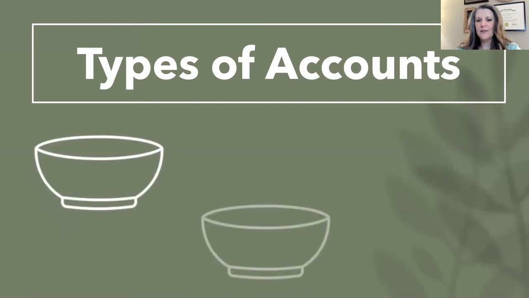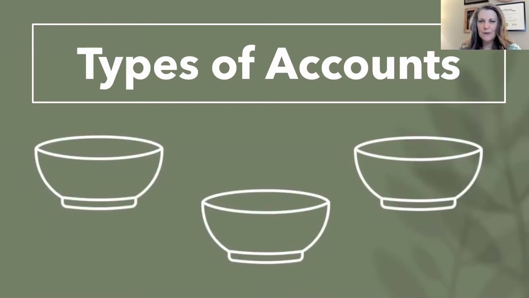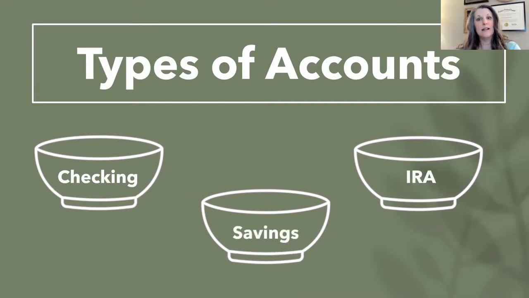To demonstrate this, I'm using bowls, which might seem a little silly, but it's a way to visualize that an account is something that you put things inside, that you open up in your name. The most common account in the financial world that people open up is a checking account. There's also savings accounts, and then there's an IRA account. So I am doing this visual to help people understand that it's a separate bucket that you put investments in.